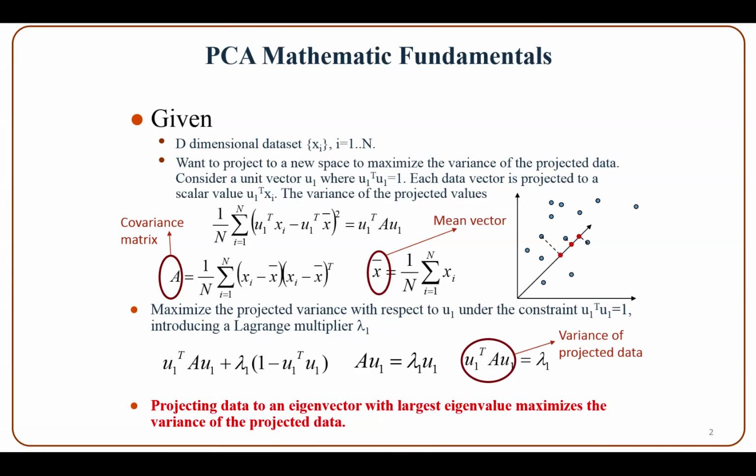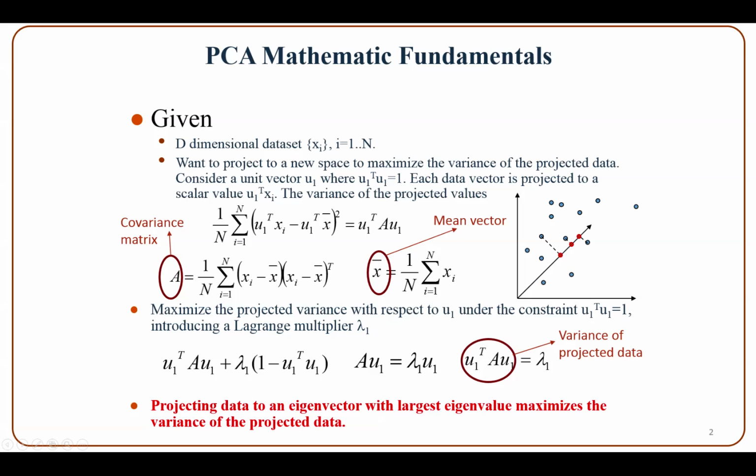Let's consider a d-dimensional dataset with n data objects, and we want to project the dataset to a new space to maximize the variance of the projected data. We consider a unit vector u1 with unit length, and each data vector is projected to a scalar value, and the variance of their projected data can be given in this expression.